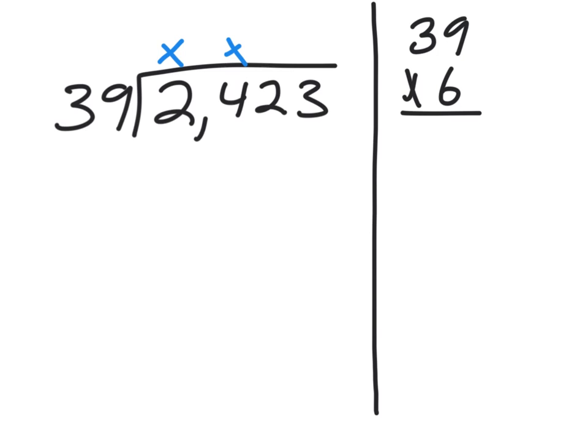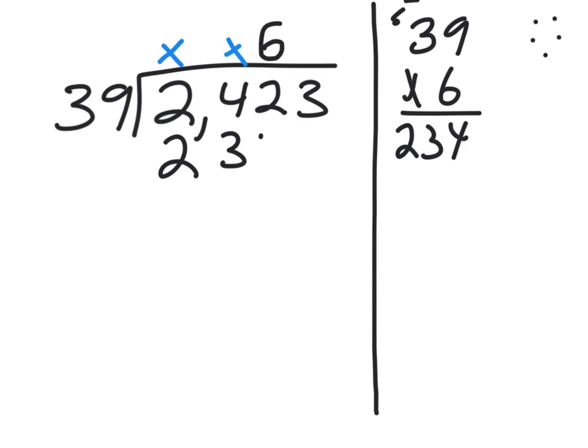I'm going to get the actual numbers and see if they work before I ever put them in the division problem. 9 times 6 is 54. 6 times 3 is 18, 19, 20, 21, 22, 23. Okay, is 234 less than 242? Yes, it is, and we're not going to be able to go up to 7. So I'm going to take the 6, put it up in the answer, and I know that 6 times 39, because I've already done the work, is 234.